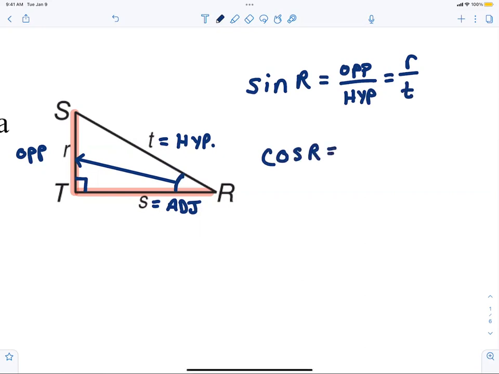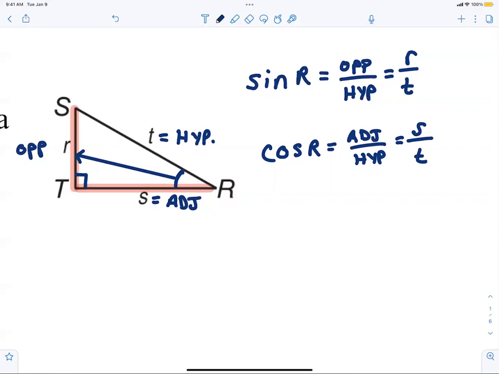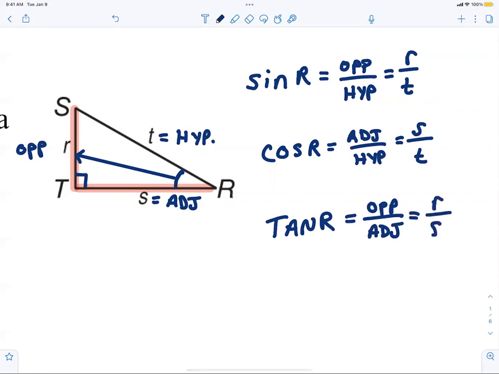Cosine's definition is equal to adjacent over hypotenuse. So if I was wanting the cosine of R, it would be what? S over T. That would be correct. And then the last trig function is the tangent of R, and the tangent is defined as opposite over adjacent, which in this case is R over S.